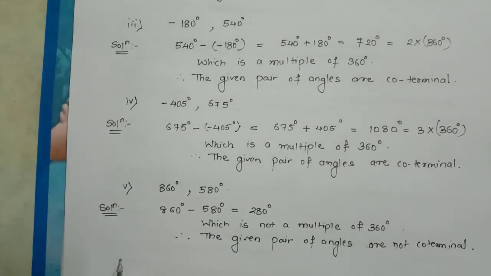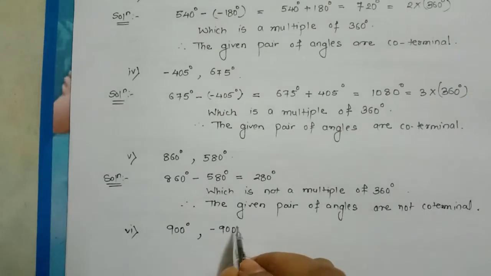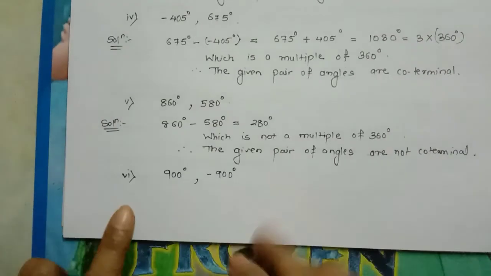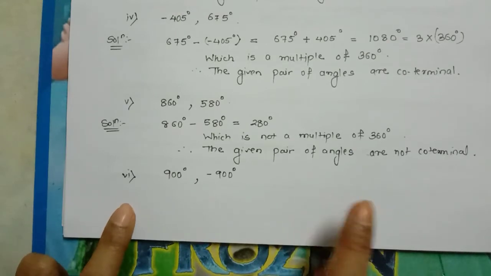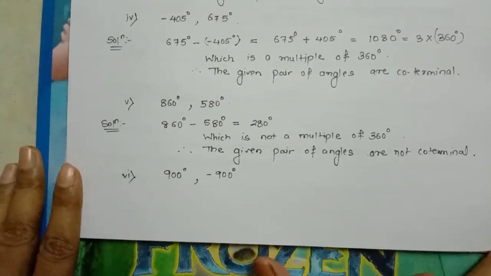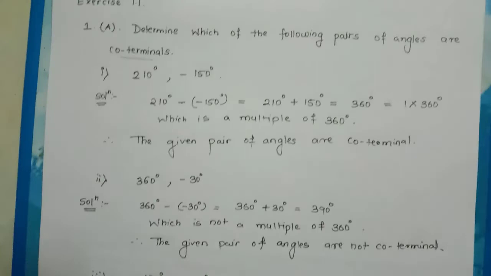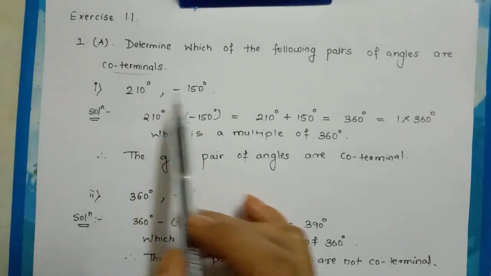The next, sixth sum, has the angles 900 degree and the second one is -900 degree. I'm giving this sum for homework. Now you all must have understood how to solve such kind of sums.